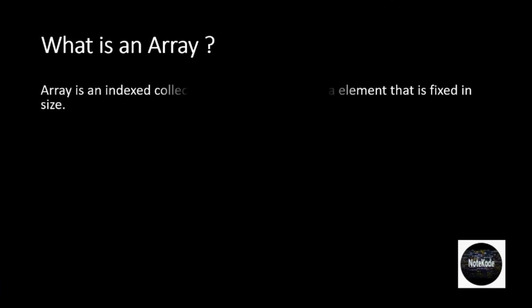What is an array? Array is an indexed collection of homogeneous data elements that is fixed in size. Here, three terms: indexed collection, homogeneous data, and fixed in size. What is the meaning of index-based collection? Indexed collection means every element stored in an array has a specific index position, and the counting of index starts with 0.